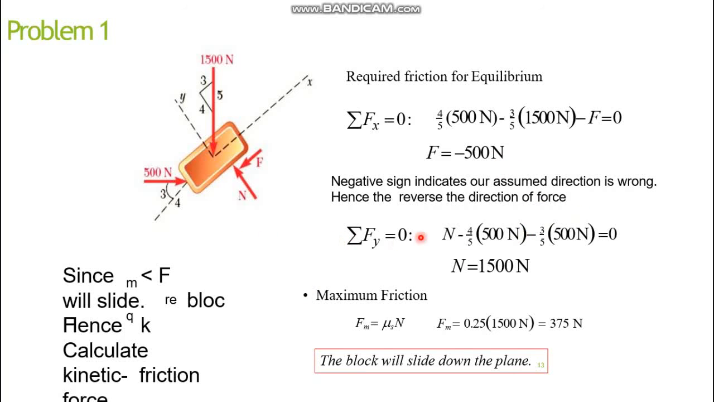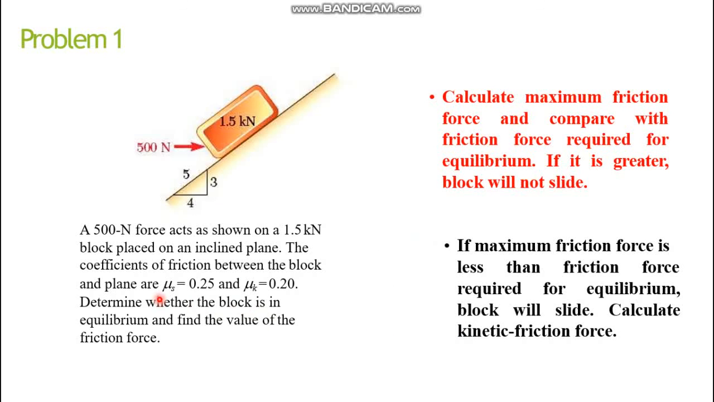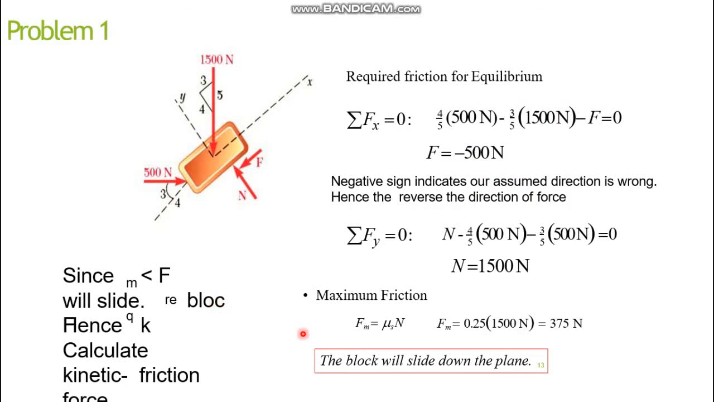So Fy is equal to 0. These are the two equilibrium conditions. So from there we can find out our normal force, that is 1500 Newton. We all know the maximum friction formula is Fm equal to mu s into N. So our mu s value is 0.25 as it is given. Our static coefficient of friction is 0.25. So Fm is equal to 0.25 into 1500 Newton. That comes to 375 Newton. So the block will slide down the plane, right?